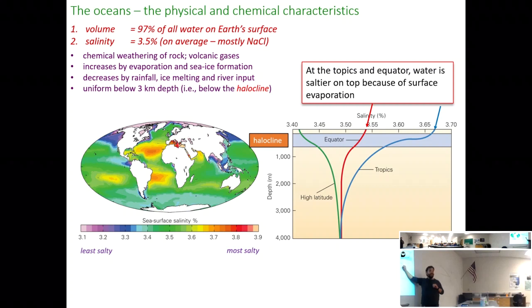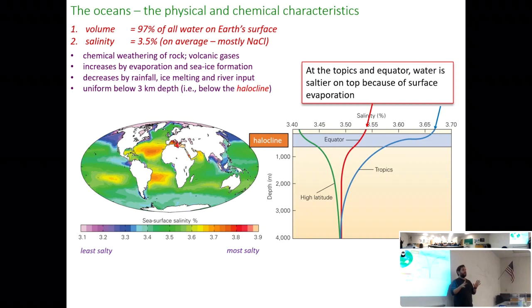So that might be kind of counterintuitive because you might just think the hottest place is going to be the saltiest water, and it's not. The hottest place is the equator. The tropics is not as hot, but it has more evaporation. Okay, and if that doesn't make any sense to you right now, it will when we talk about atmospheric circulation. Okay, global atmospheric circulation. I'll explain all that, why that is. But the tropics have the saltiest surface water.